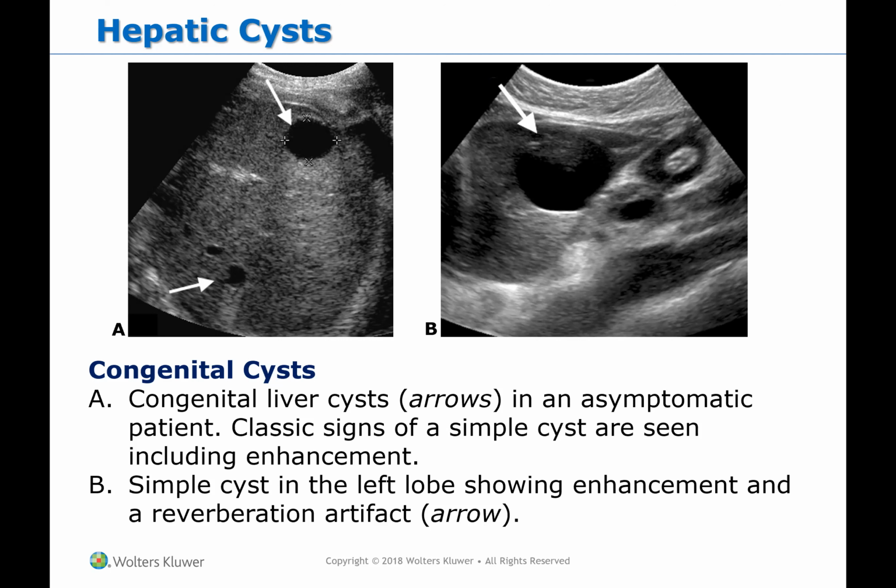These are just like you see one big cyst and then 2 little cysts. This is a simple cyst. Sometimes you'll have reverberation artifact. This is not internal echoes. This is just reverberation. So you can use your TGCs to clean that out so it looks more anechoic.